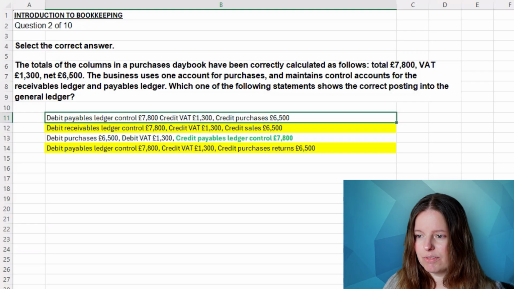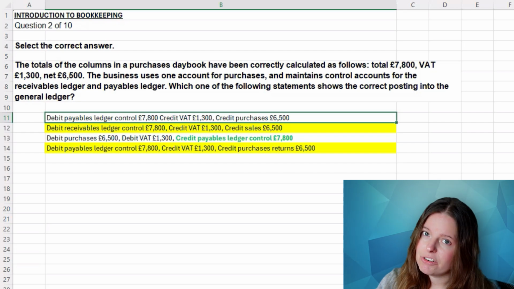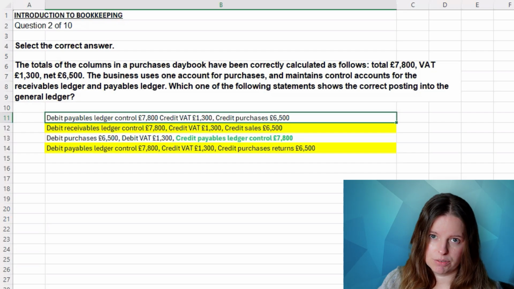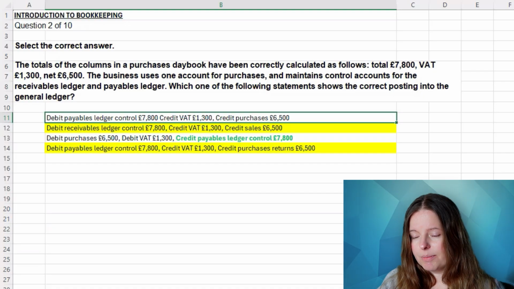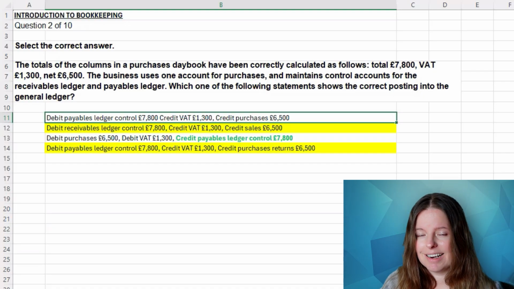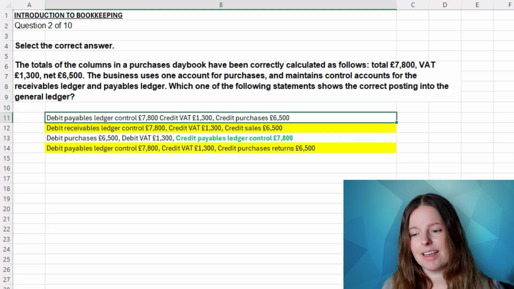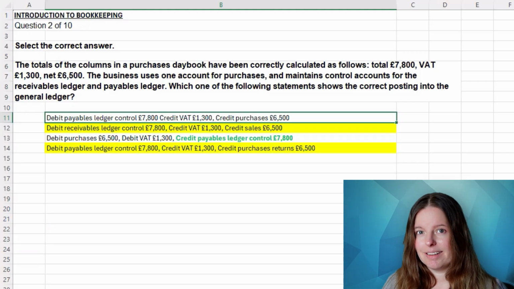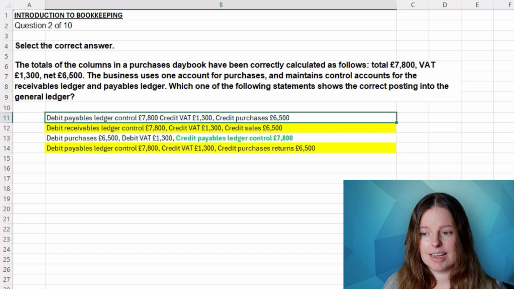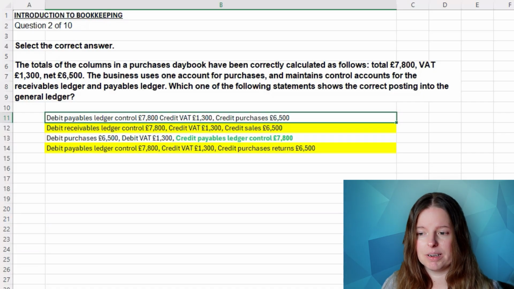So first of all, the net amount is going to the income statement. So we want to debit purchases with 6,500. And so we're not going to credit purchases, we're going to debit purchases. And in terms of the VAT, we can actually claim that back from HMRC. So that's why it's a debit to the VAT control account, because, to us, it's an asset. So we are going to claim that money back from HMRC.